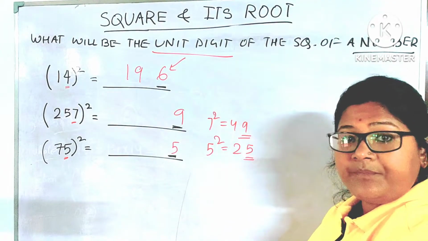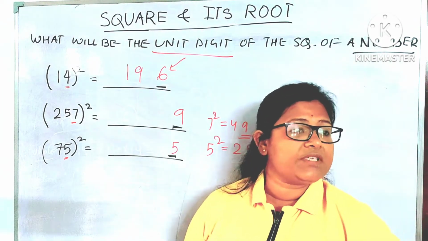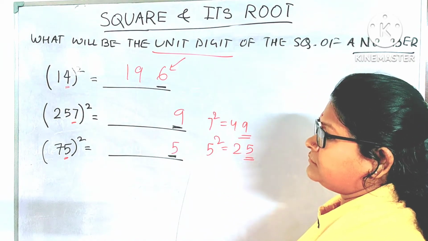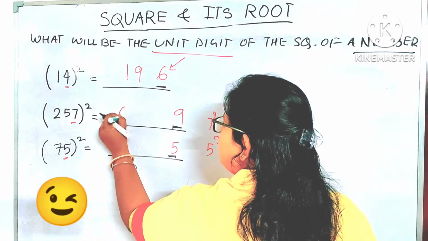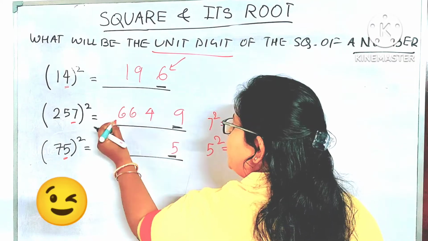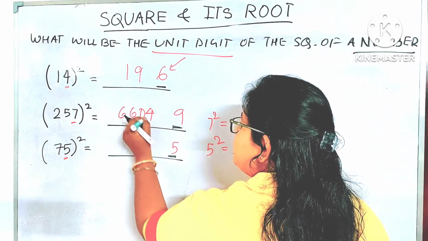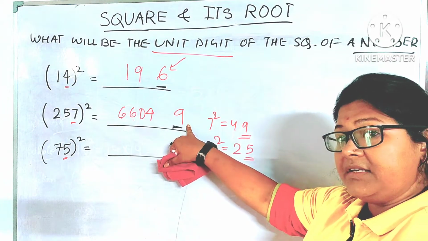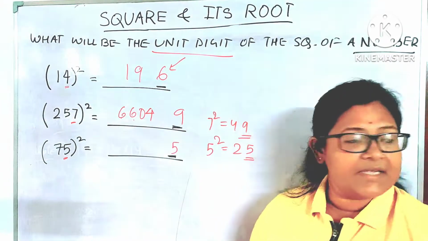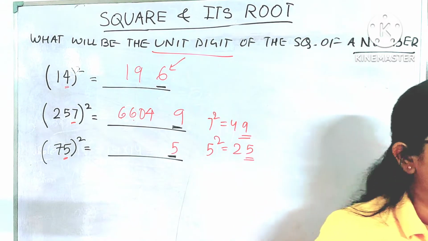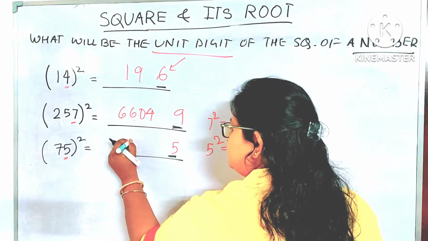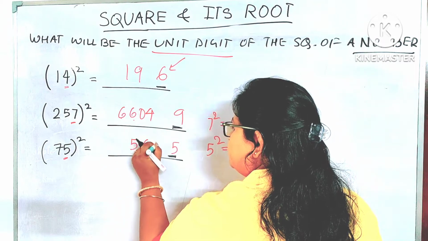Let's verify. Alexa, what is the square of 257? 257 squared is 66,049. So my unit digit is 9. Verified. Alexa, what is the square of 75? 75 squared is 5,625.